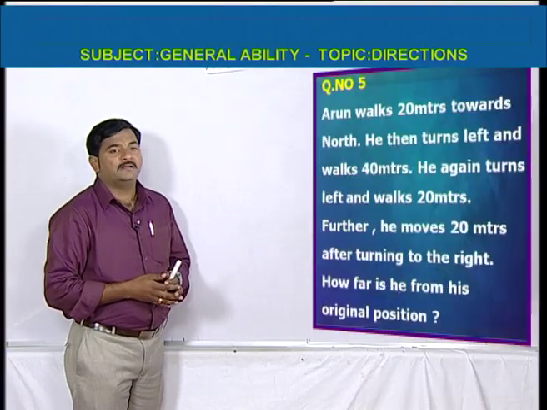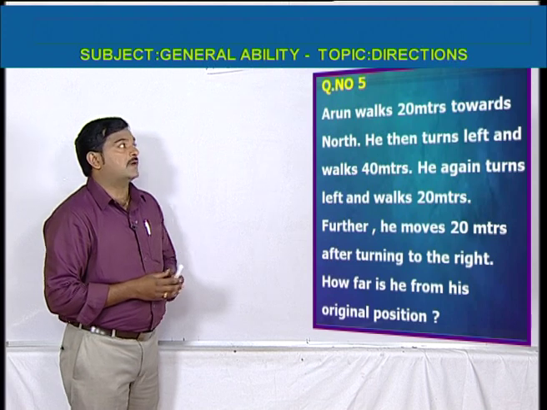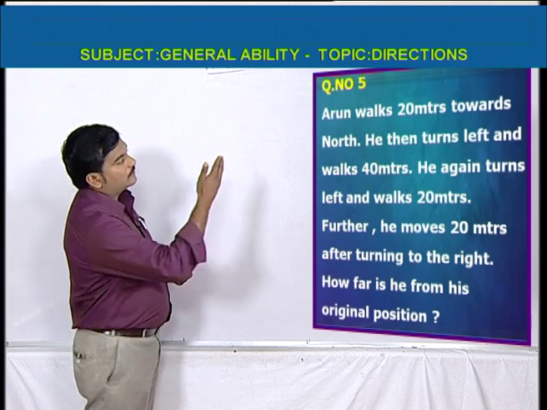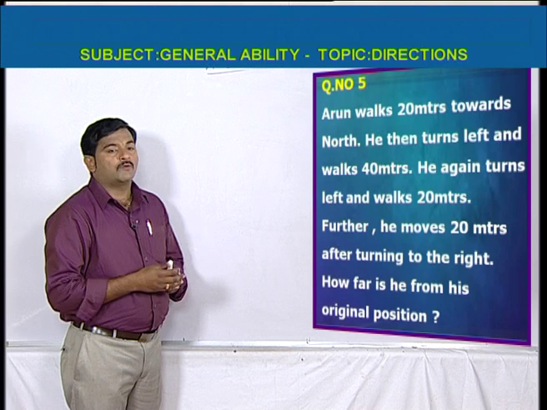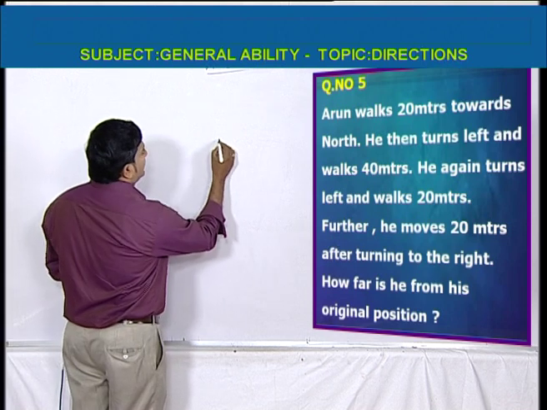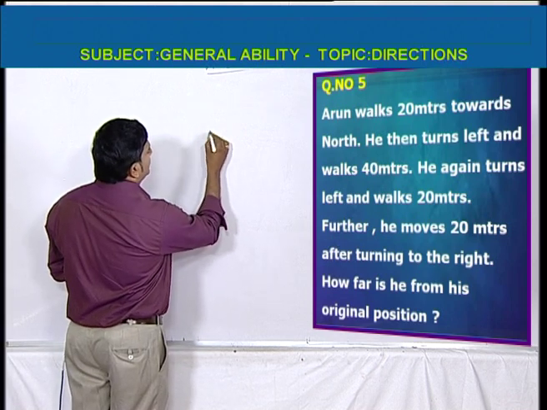Question number 5. What is given? Arun walks 20 meters towards north. So I repeat, Arun walks 20 meters towards the north. So let's say somewhere take a starting point. Let's say the starting point be A.